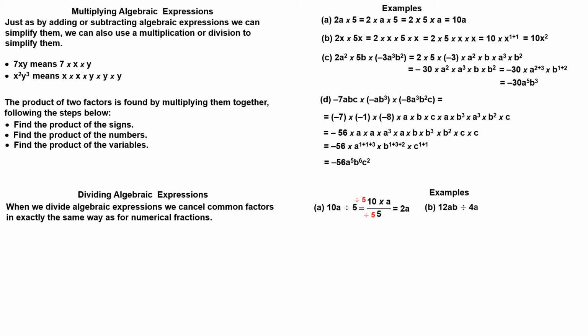12ab divided by 4a. Insert signs. Divide both top and bottom by 4. Cancel and write in simplest form.